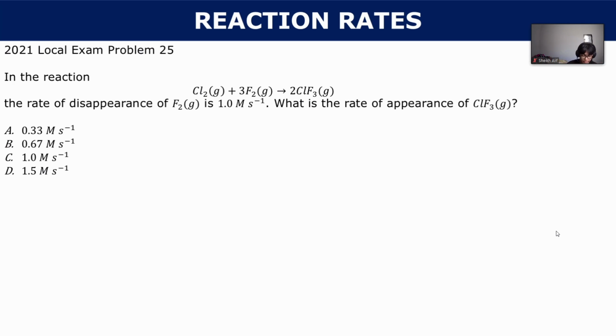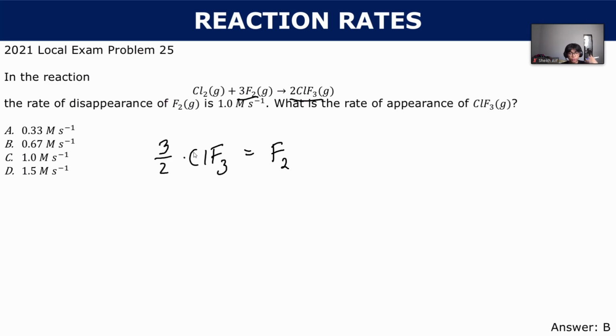And so let's do a bit of practice. In the reaction, blah, blah, blah, the rate of disappearance of F2 gas is 1 molar per second. What is the rate of appearance of ClF3 gas? Okay, so it's important to recognize the coefficients in this. The F2 has a coefficient of 3, but the ClF3 has a coefficient of 2. This tells us that 2 over 3 times the rate of appearance of ClF3 is going to equal the rate of disappearance of F2.